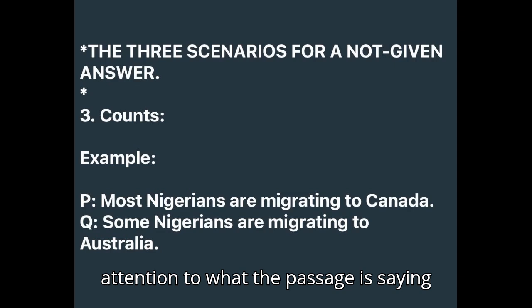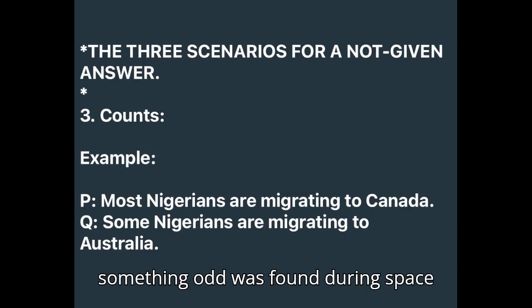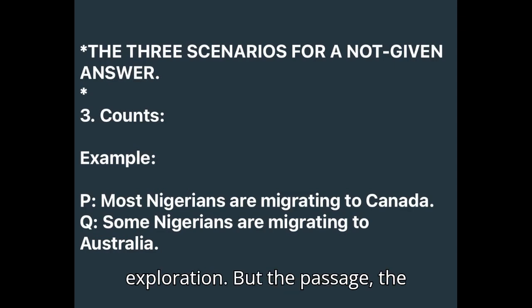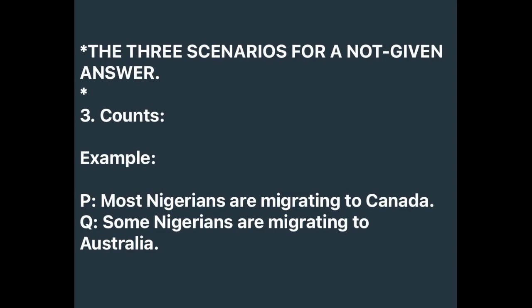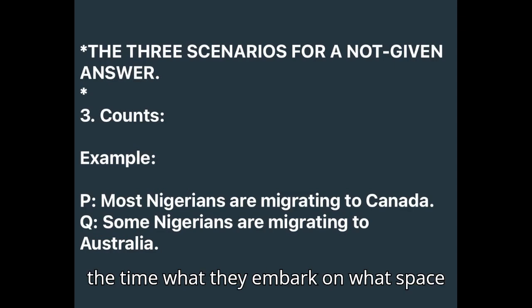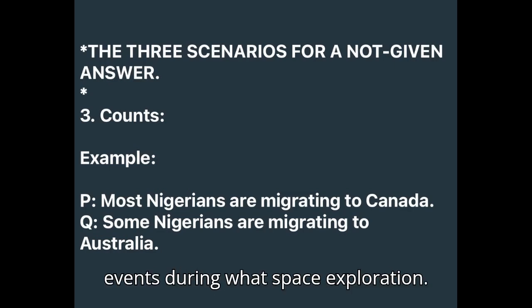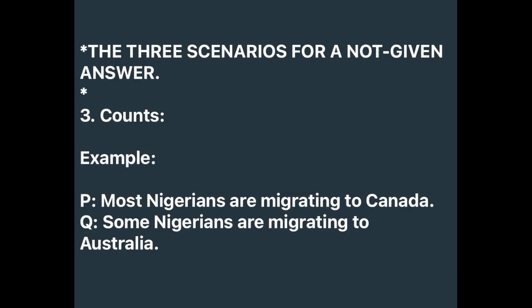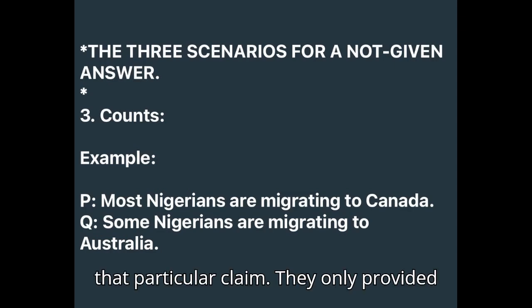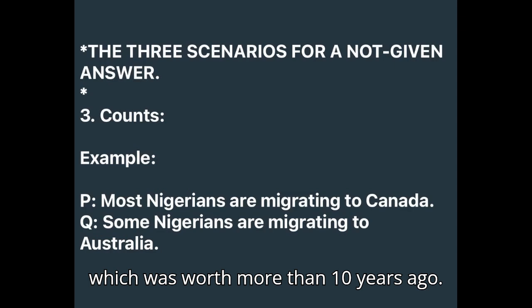Now pay attention to what the passage is saying. More than 10 years ago. So they provided a specific time that something odd was found during space exploration. But the question is rather saying they find something odd all the time, literally all the time, when they embark on space exploration. So there was no information backing up the fact that there is a repeated discovery of odd things or unusual events during space exploration. There was no evidence to actually back up that particular claim. They only provided information about a specific time, which is more than 10 years ago.